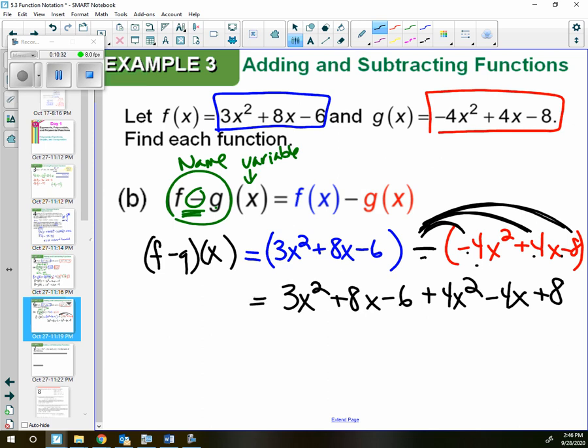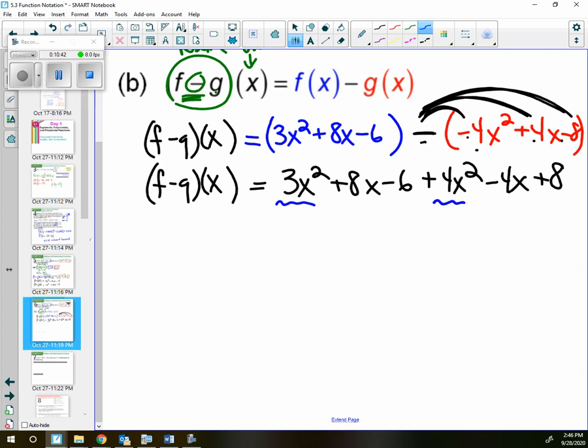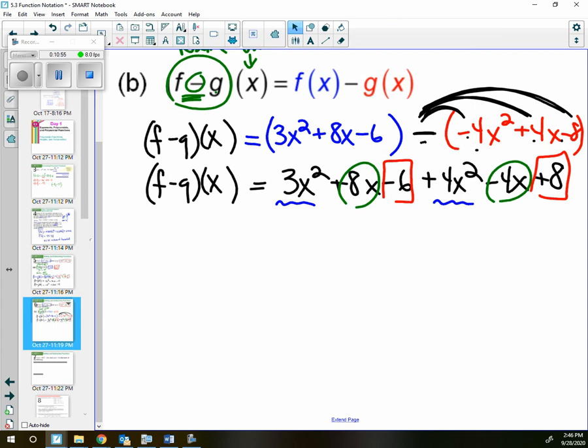And now we're going to put some like terms together. All right, so can you take a moment? Please go ahead and put together your like terms that you have for these polynomials now. All right, so I have a 3x squared and a 4x squared. I have an 8x and a minus 4x, and it looks like I have a minus 6 and a plus 8. So see how I'm using different symbols? I'm color coding because I can, but that really does help.